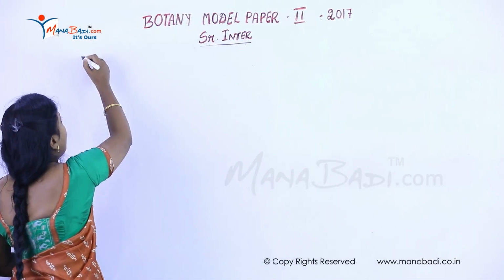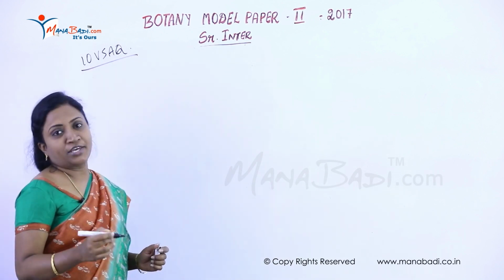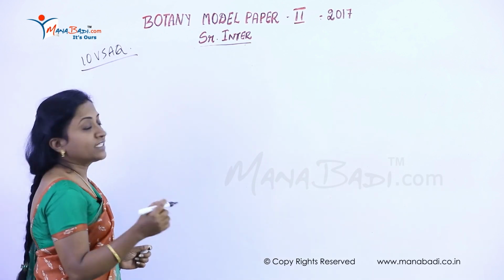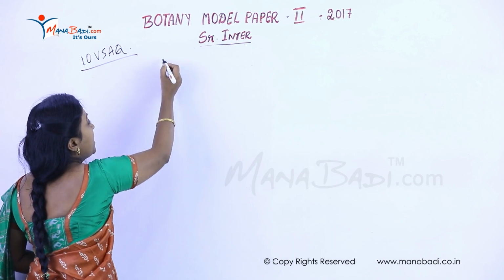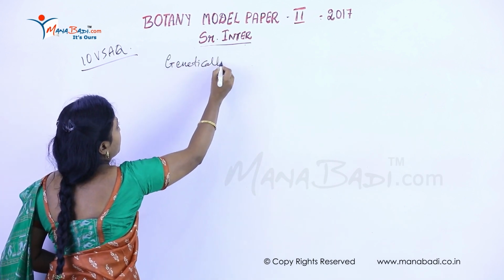Okay, now we'll be dealing with the 10th VSAQ. The 10th VSAQ is: name two genetically modified crops.